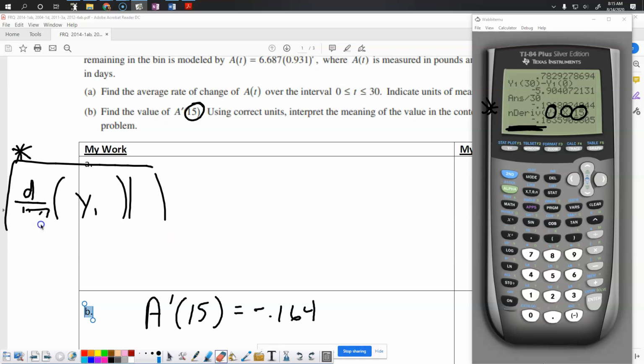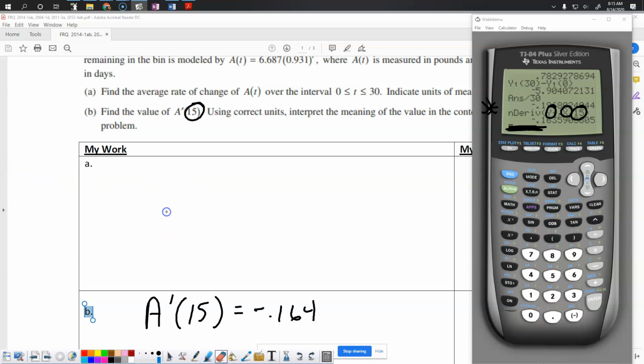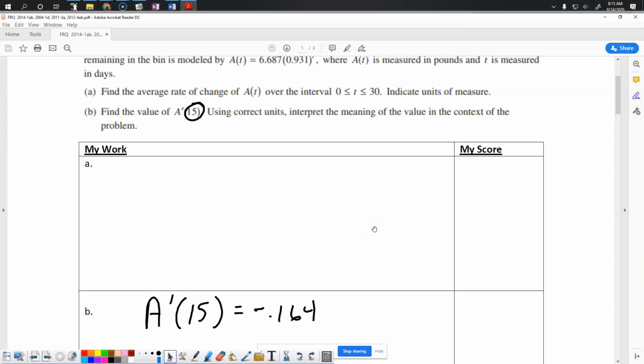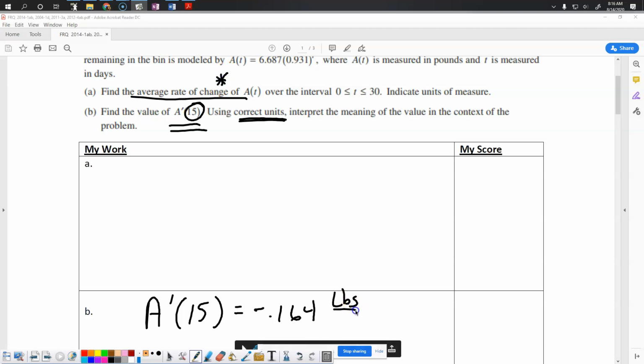Anyway, we're not done with the problem though. Let's read it again and make sure we have everything that it's asking for. Okay? It says, find the value of a prime of 15 and tell us the correct units. Well, the only difference between this problem and this problem is this is an average rate of change and this is an instantaneous rate of change. But they're both rates of change. So since this one had units of pounds per day, so does this one. They have the same units. So we got that and we got that.